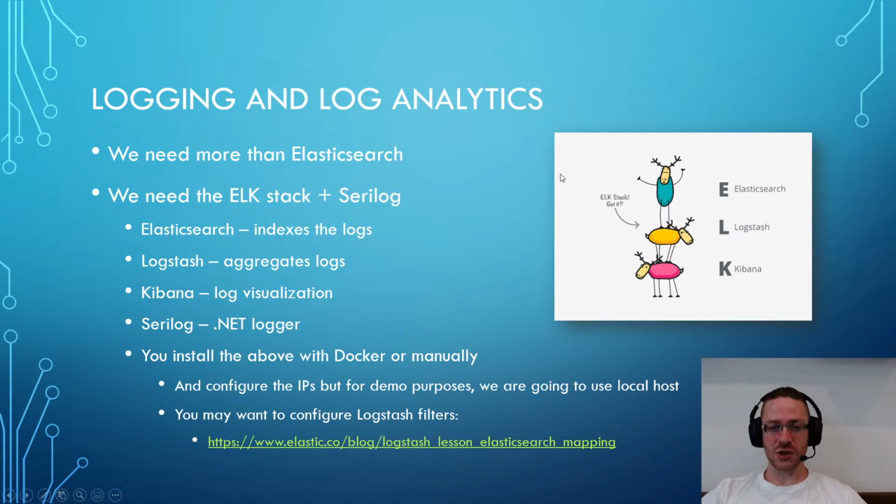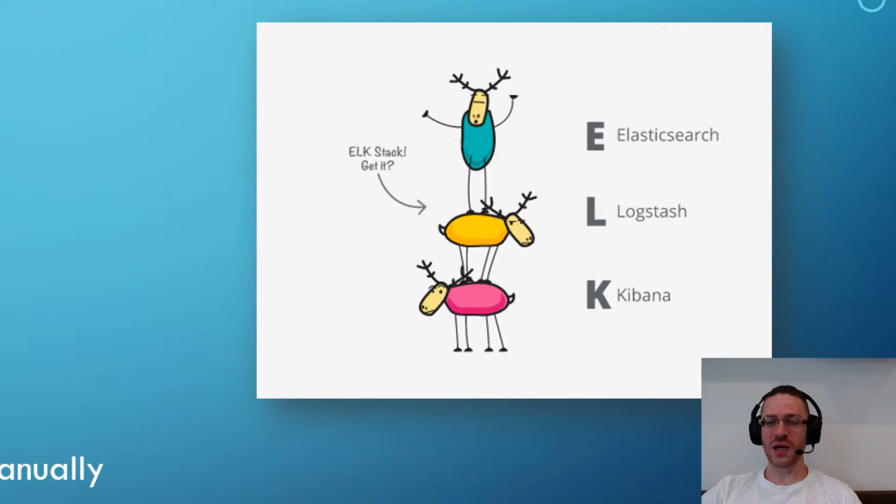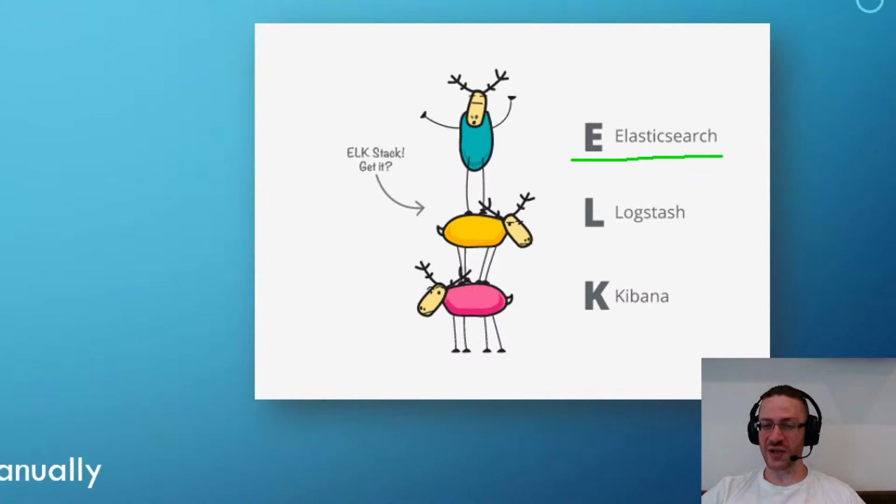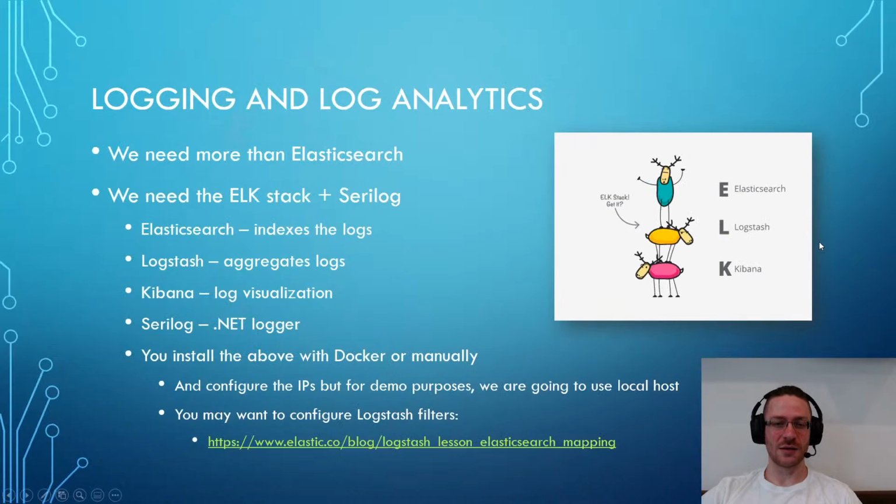So pretty much the bare minimum we need is the Elk Stack. We need someone to store the data. We need someone to collect the data and produce a single format of that data, and we need to visualize the data some way.